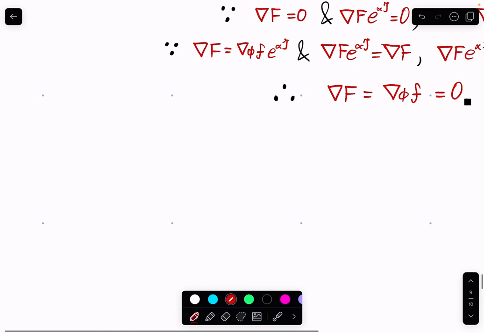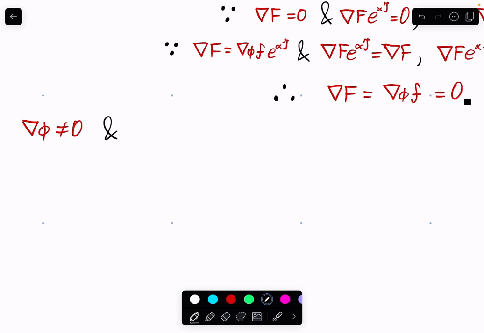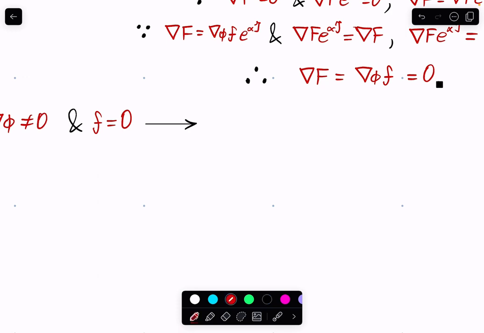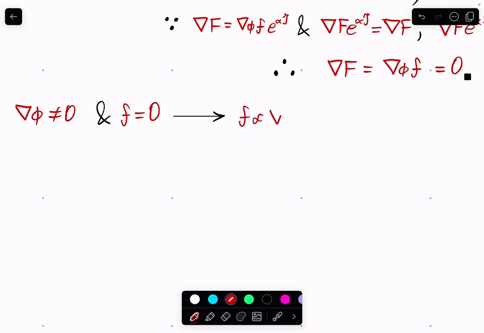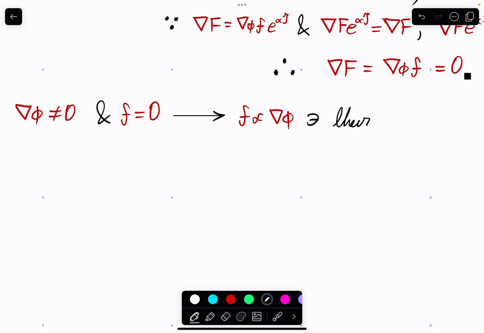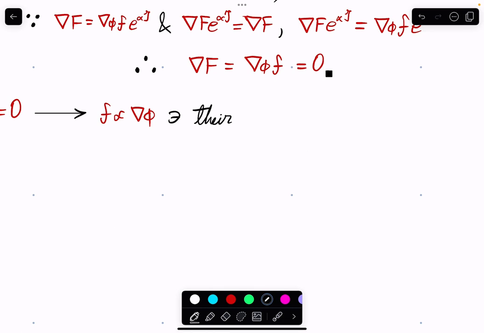So, furthermore, if you have that the gradient of phi does not equal 0, and that f is not equal to 0, then you must have that f is proportional to the gradient of phi such that their factor, or their relative factor, is nilpotent.